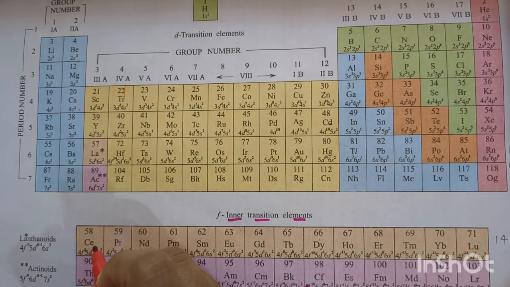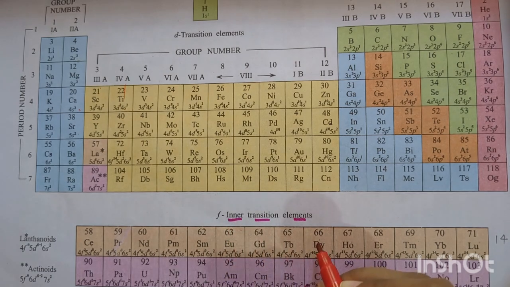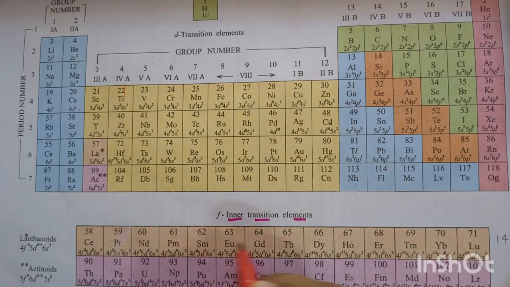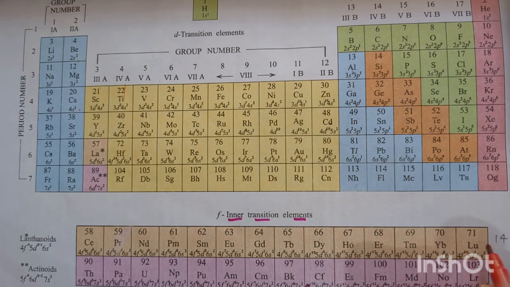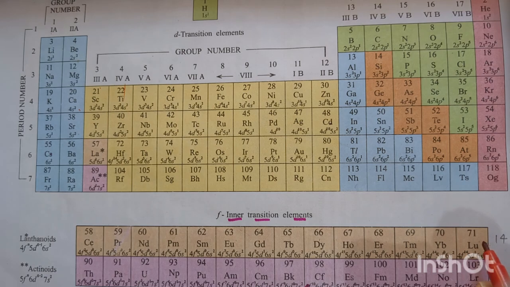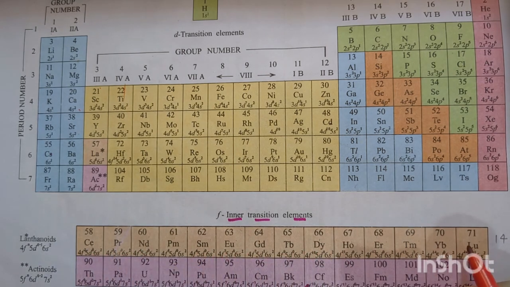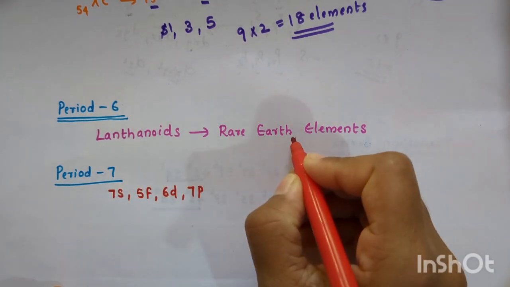That is, the filling up of 4f orbitals begins with cerium and ends at lutetium to give the 4f inner transition series, which is called the lanthanoid series. The 4f inner transition series refers to the series of elements in which the 4f orbitals are being filled. This series includes the lanthanoids, also known as rare earth elements. That is, lanthanoids are also called rare earth elements.